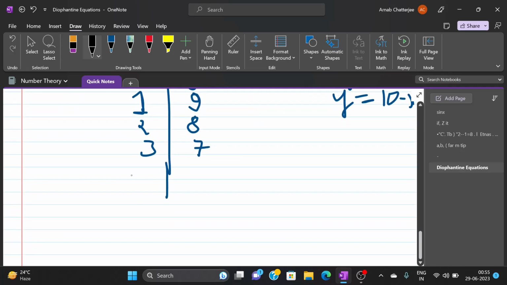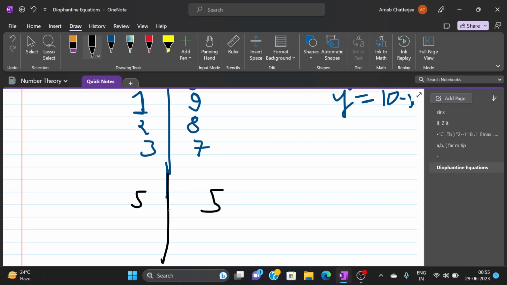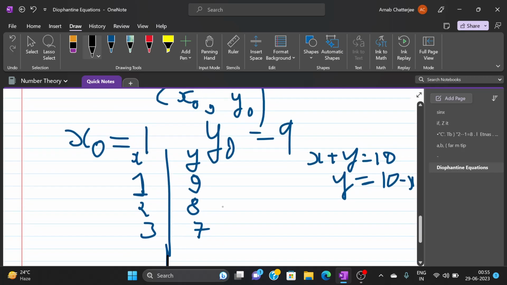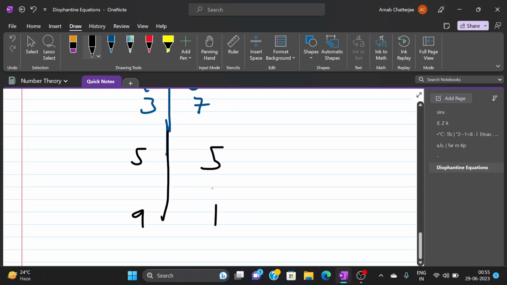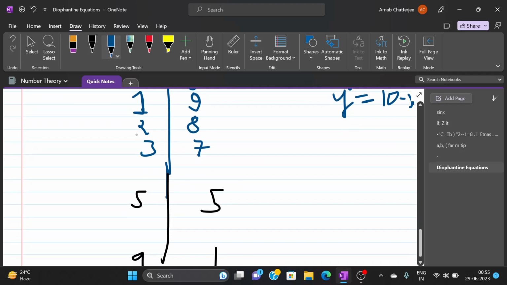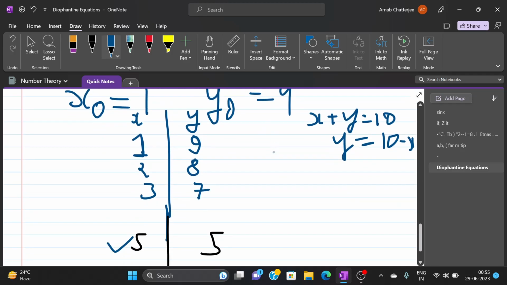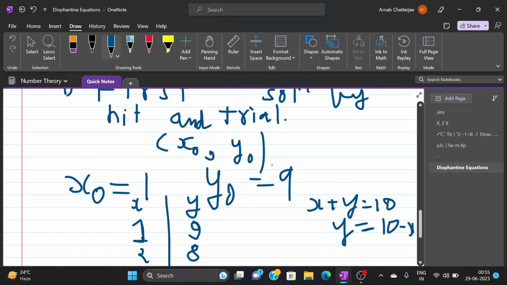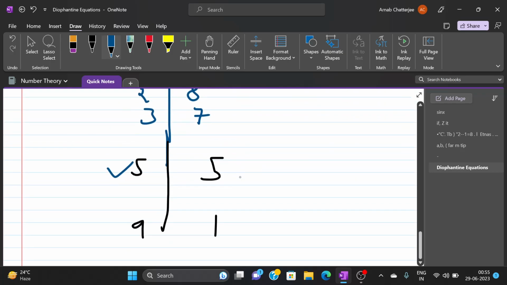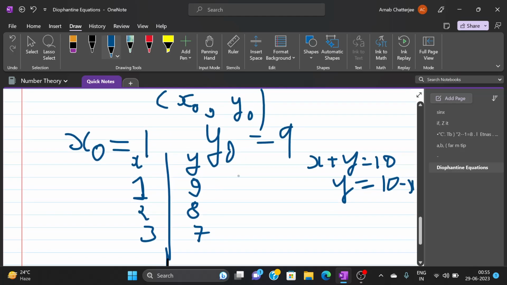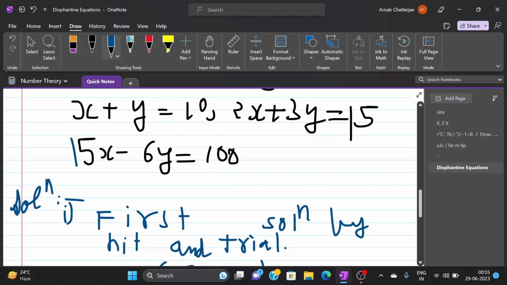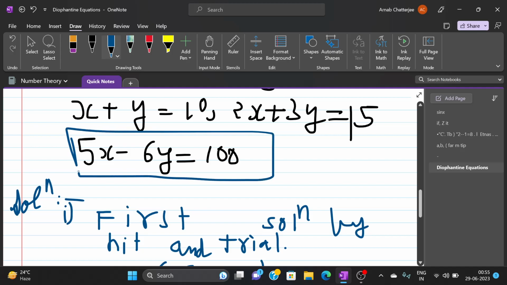So 1, 9, 2, 8, 3, 7, and so on till 5, 5. And then its reverse. If it had been an unordered pair, we could stop here, since ordering does not matter. But presently it has asked for all positive integer solutions. But this task of putting in values will not be convenient for big numbers like in the equation 5x minus 6y equal to 100. Putting in and checking every value is not feasible.